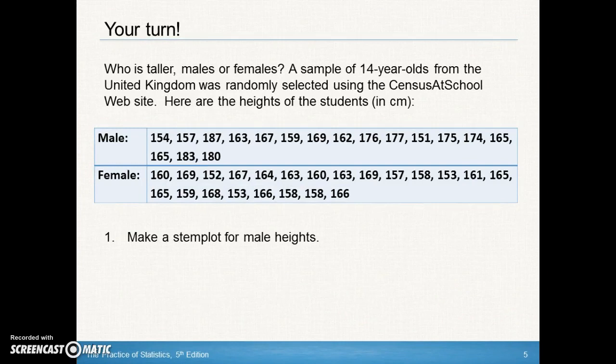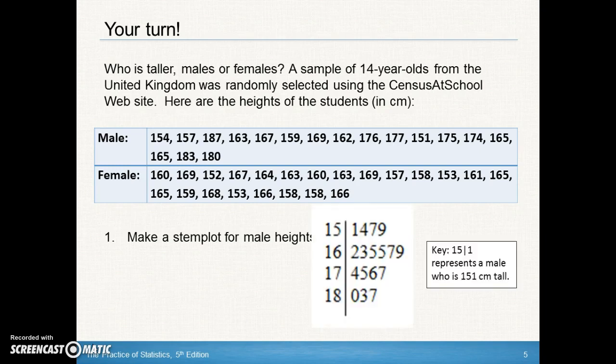Okay, so now I want you to try this. Hit pause and make a stem plot for the male heights in the data set listed below. Nice work. Here's your answer. Check it against yours. Make sure to use your grading pen to evaluate your response. Make sure that you have that key included in there, because if you don't have the key, you don't get any credit.